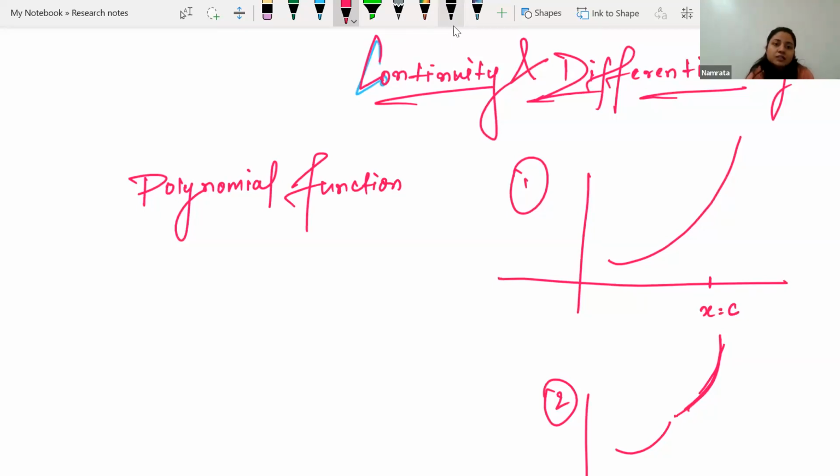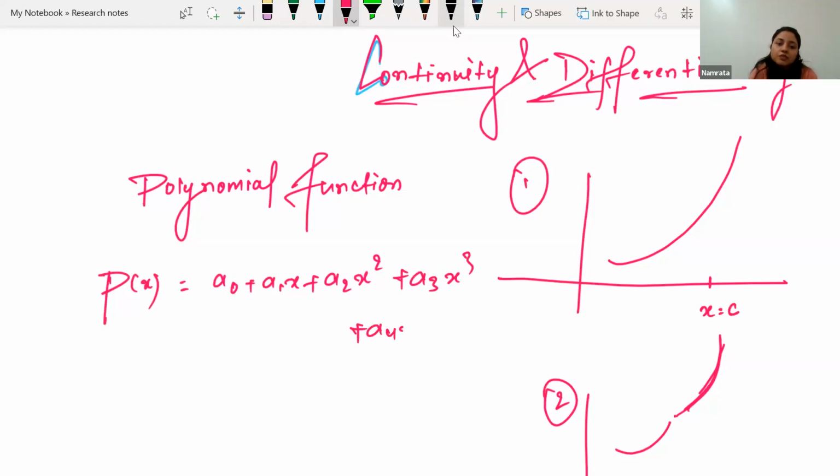In the previous class, you must have seen that we represent a polynomial by p(x), f(x), q(x), and we write a polynomial as a0 plus a1x plus a2x square plus a3x cubed plus a4x to the power 4 plus a5x to the power 5, where a0, a1, a2 are just constants and the power of x keeps increasing. This is how we have one polynomial function.